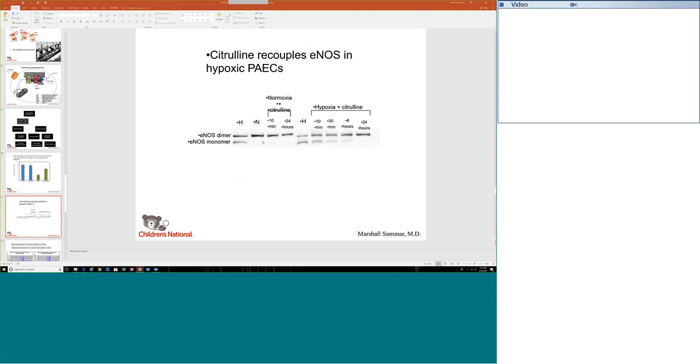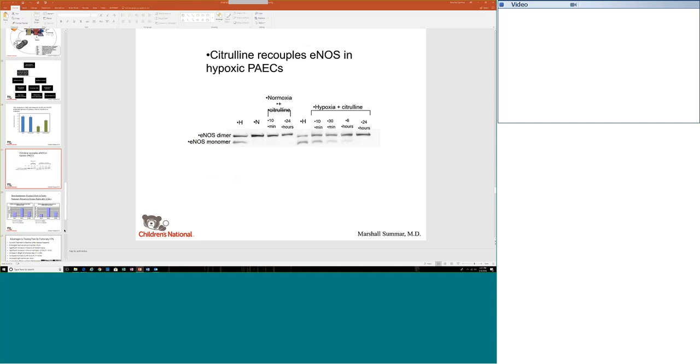And normoxia plus citrulline, nothing really changes there because it's already coupled up. When we look at our hypoxic cells, they're almost mostly uncoupled here. We add citrulline back in, and then over about an hour or a couple of hours, you've actually taken almost all of the uncoupled nitric oxide synthase back into its coupled format in an in vitro setting. Now, remember, that's the thing that always drives me a little crazy about in vitro studies like that, because you've kind of taken everything out of the milieu, but it's the best we got here.